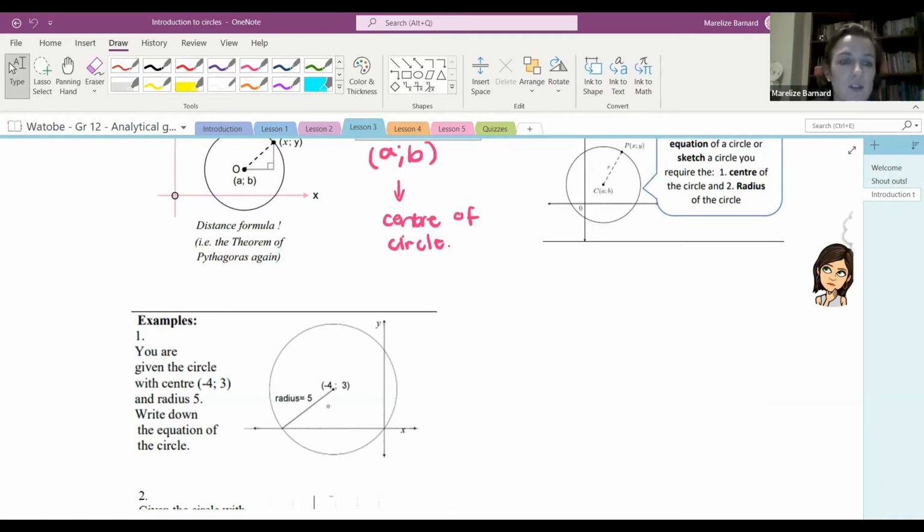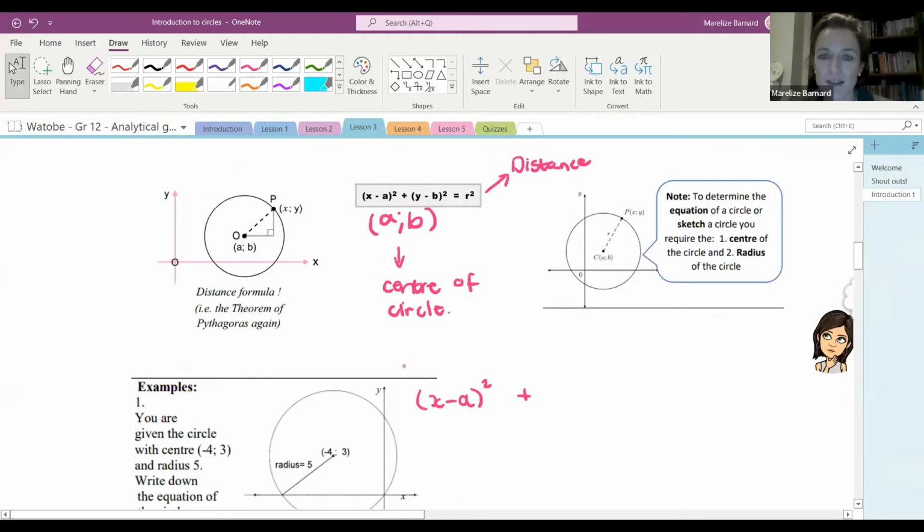You are given the circle with center (-4, 3) and radius 5. Write down the equation of the circle. Right, so always start with your standard form, which is (x minus a) squared. Sorry, x minus a, not x minus b. A goes first before b. So (x minus a) squared plus (y minus b) squared equals r squared.